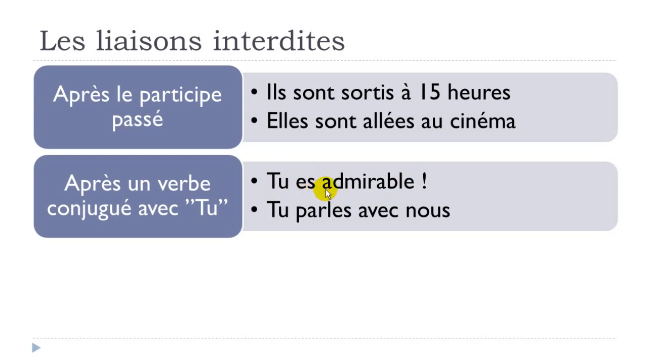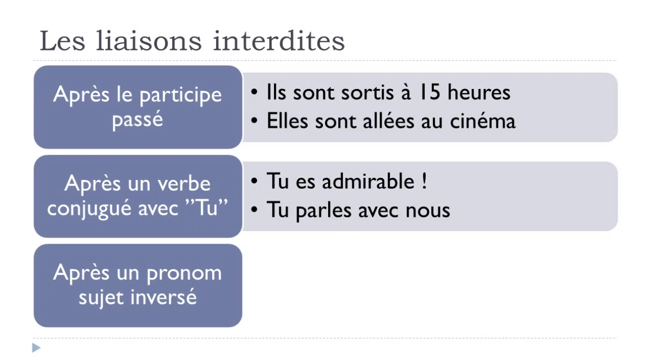And in that case, well, don't make the liaison, okay? Tu es admirable. And it will be exactly the same thing here. Tu parles avec nous. So no liaison here between parle and avec, okay? Tu parles avec nous. All right, so that's the rule when you've got a verb at the tu person, okay? So second person of the singular, don't make a liaison after the verb, all right?